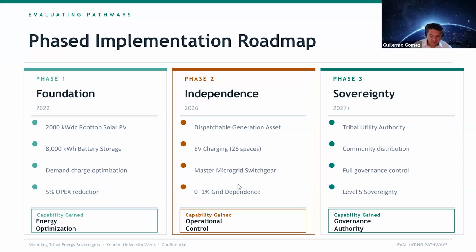So this is really our roadmap. Phase one, that solar storage, kicked things off. Phase two brings us to 100% independence. And then phase three is that potential tribal utility authority and full governments. Commercial sector, you may not need to get to absolute sovereignty, because again, tribes are looking at what happens not just in the next 5 years, 10 years, but they're thinking what happens in 30 years, 40 years. And so they're all about creating the capabilities in house to be fully sovereign.